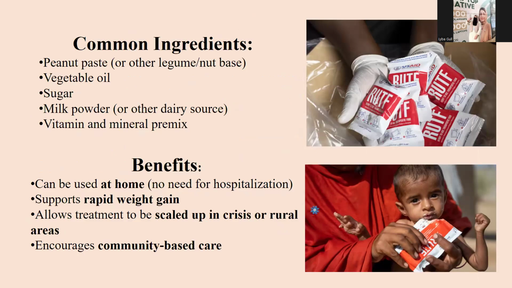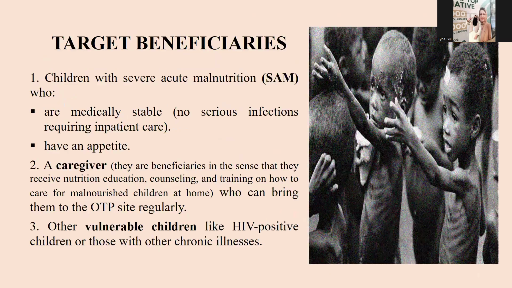Now, what are the common ingredients? The most RUTFs are made with a base of peanut paste or other legumes, depending upon the allergic reaction of the child, and also vegetable oil, milk powder, sugar, and also a vitamin and mineral premix. Now, why is it important? RUTF plays a key role in CMAM. It basically enables home based treatment, it supports rapid weight gain and recovery, it lowers hospitalization needs, and it works especially well in rural or emergency settings. So, in short, RUTF is basically a powerful portable solution that helps the children fight with malnutrition in CMAM.